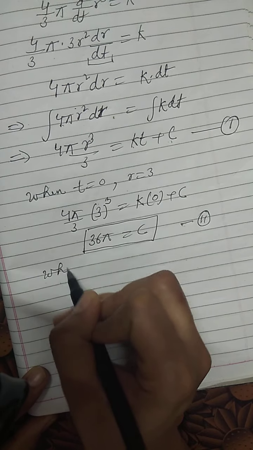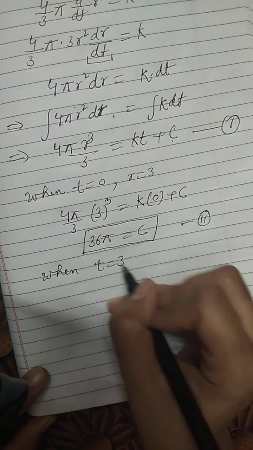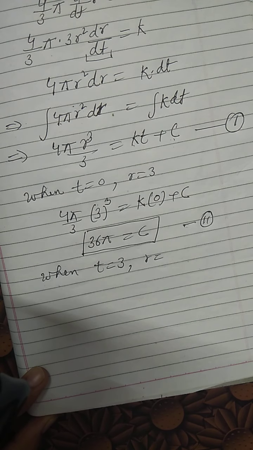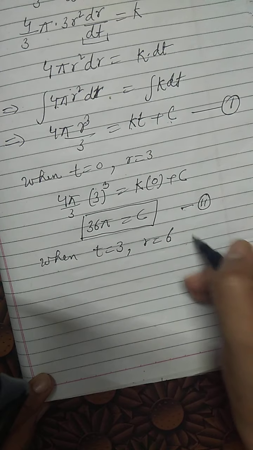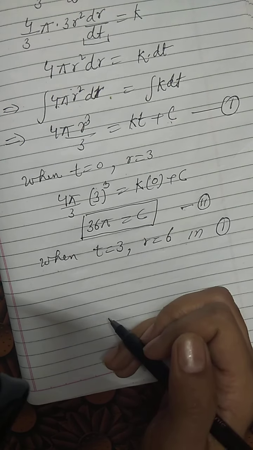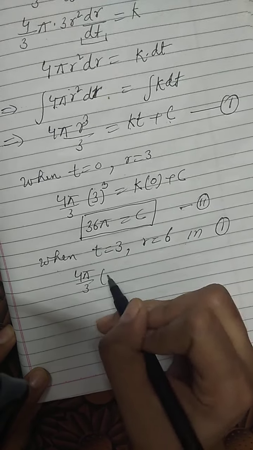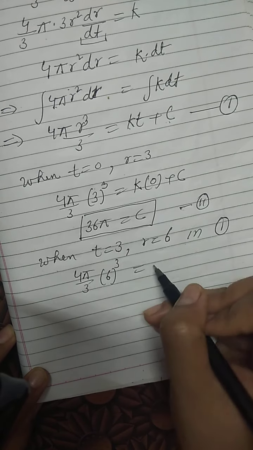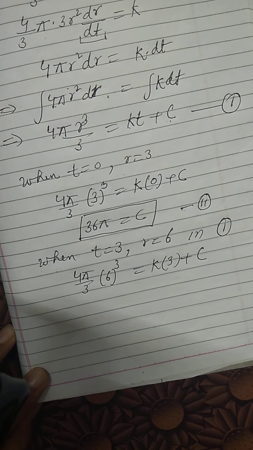Now the second condition: after how many seconds? After 3 seconds the radius has become 6 units. So this value again we will substitute in 1. So what we will get here, it will be 4 pi by 3 as such, 6 cube equals k into 3 plus capital C.